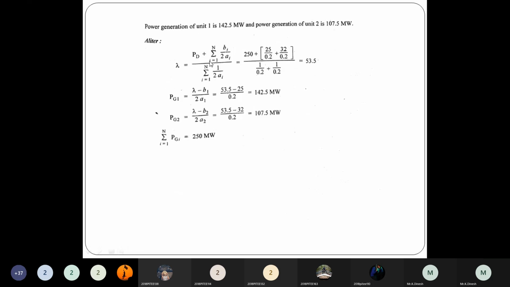This is the alternate method we saw in the flow chart, isn't it? PD plus summation of I equal to 1 to N of bI by 2aI, the whole divided by summation of I equal to 1 to N of 1 by 2aI.